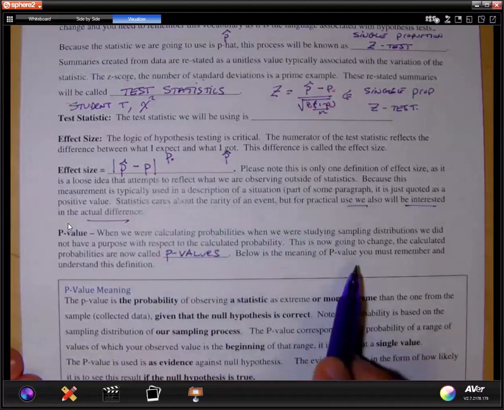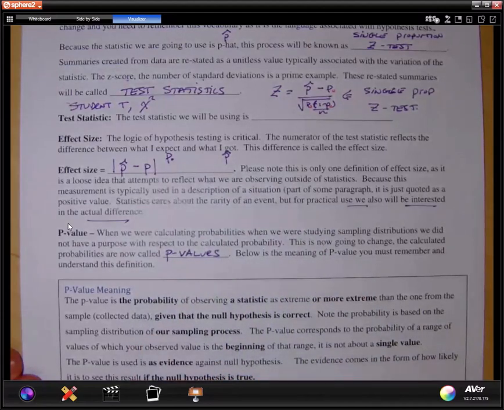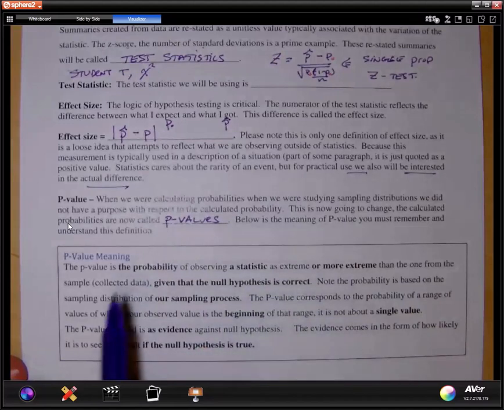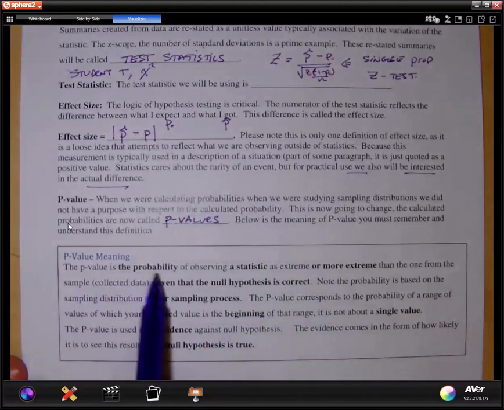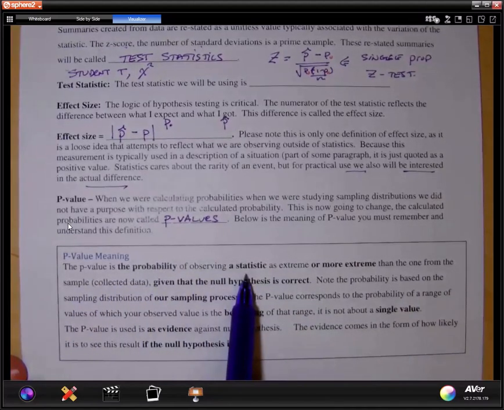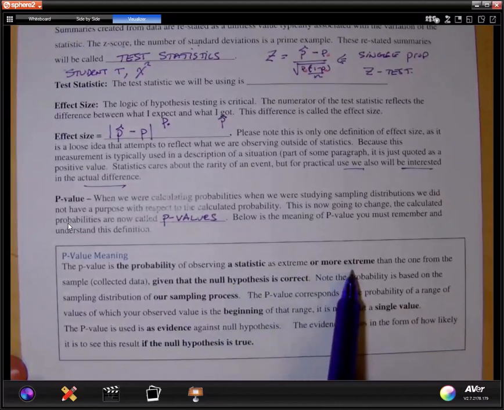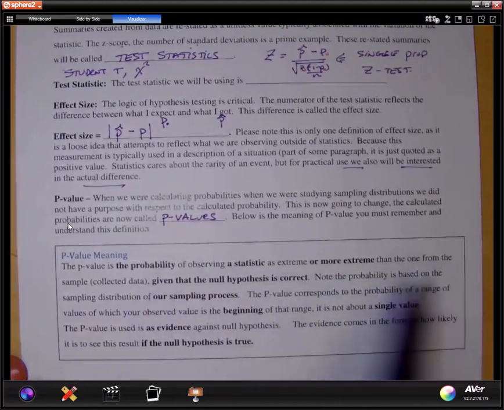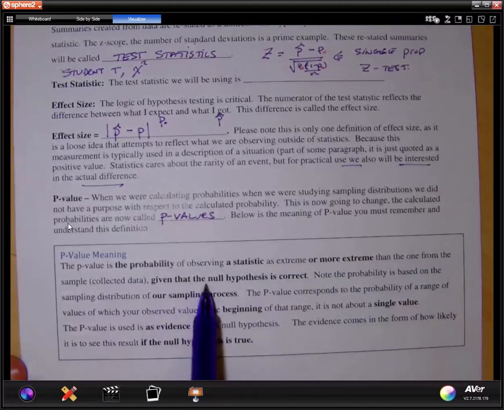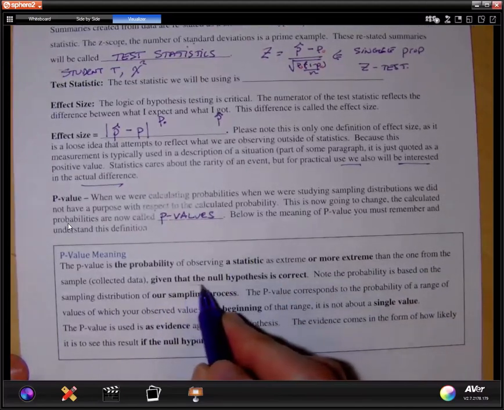Below is the meaning of the p-value. You must remember and understand this definition. Now, what is the meaning of a p-value? The p-value is the probability of observing a statistic as extreme or more extreme than the one from our sample, given that the null hypothesis is correct. And I cannot emphasize this enough.